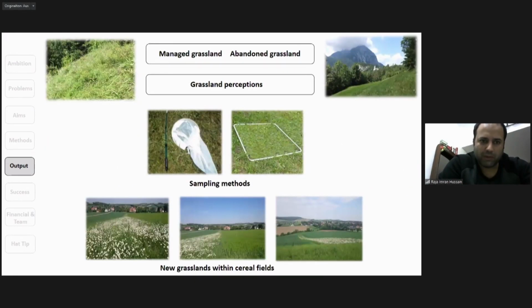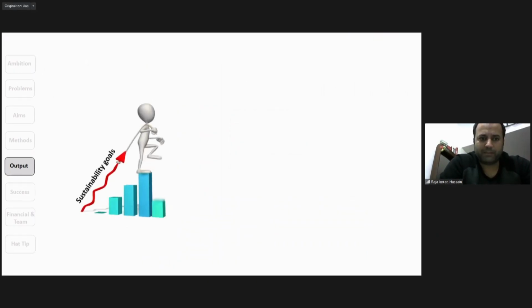Combining everything, the managed meadows were found to be high in abundance, but some endangered species were also found in the abandoned grassland. People perceive these grasslands better in terms of naturalness. Also, the sampling methods show different results in terms of composition, and our new grassland within the cereal field increased the insect biota.